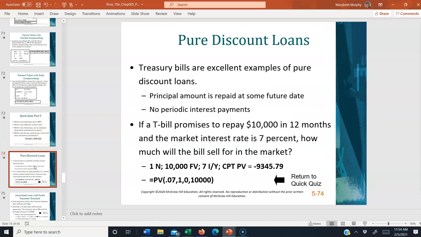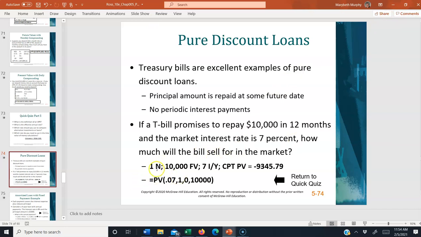Pure discount loans. Treasury bills are an example of pure discount loans. In this case, the principal is repaid at some future date, and there are no periodic interest payments. If a T-bill promises to pay $10,000 in 12 months and the market rate is 7%, what would the T-bill sell for in the market?